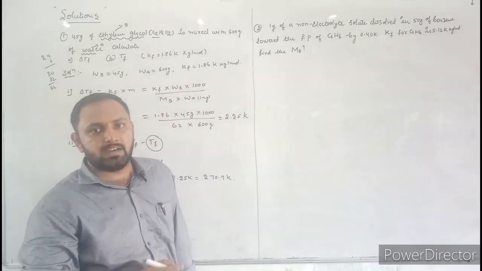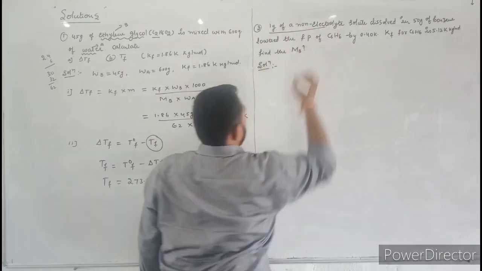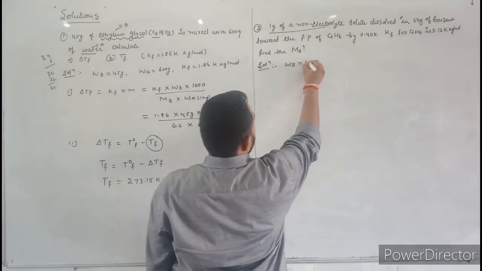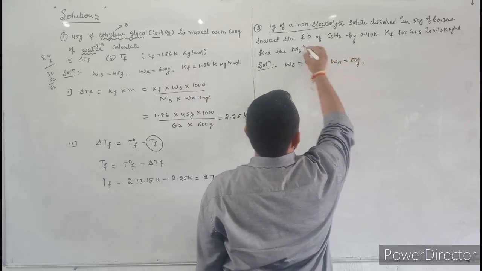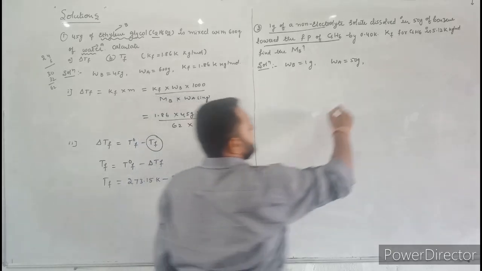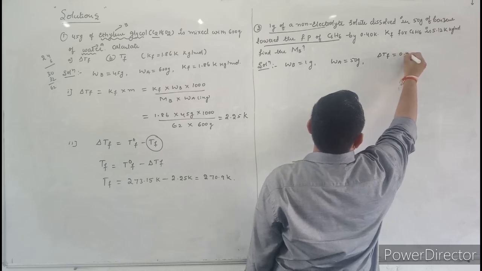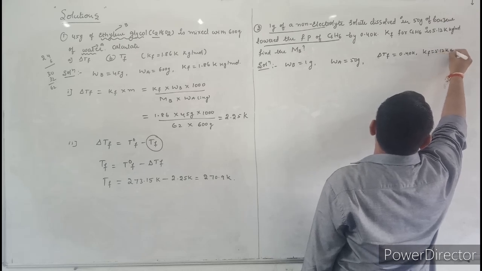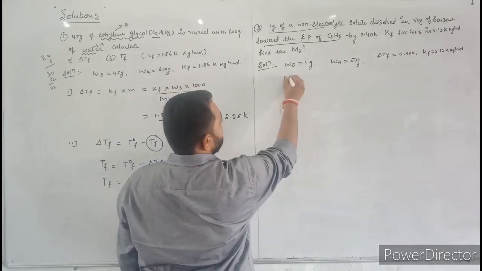Now first let us write the given data here. Non-electrolyte, that means solute. The weight of solute is given. Wb is equal to 1 gram. Next, the weight of solvent is equal to 50 grams. Next, he has also given a lower freezing point. Lower freezing means depression in freezing point. Depression in freezing point means delta Tf is equal to 0.40 Kelvin. And also he has given Kf is equal to 5.12 Kelvin kg per mole. Now what we have to calculate here is the molar mass of solute, Mb.